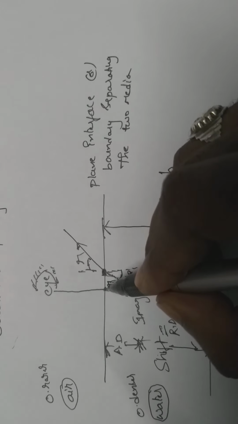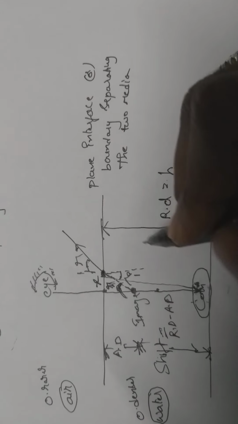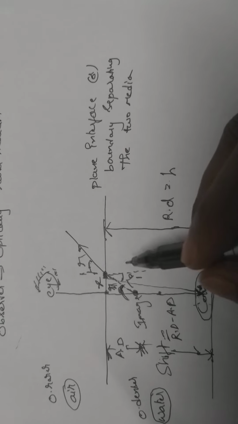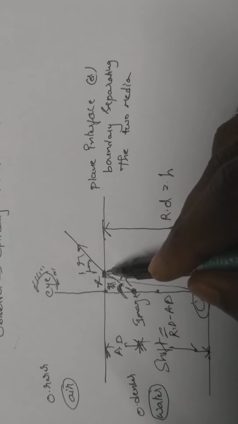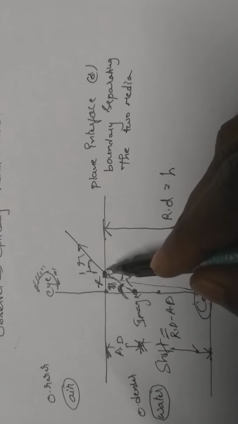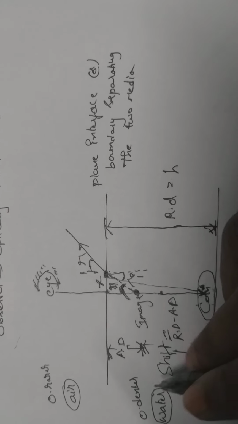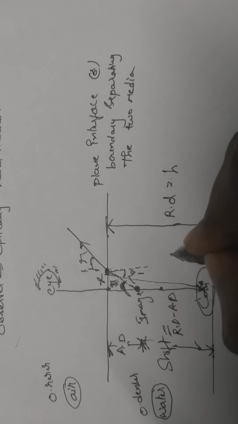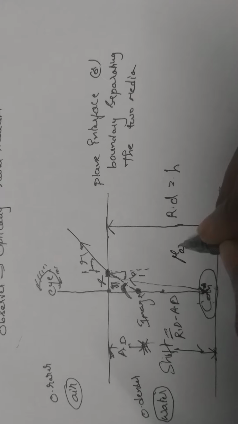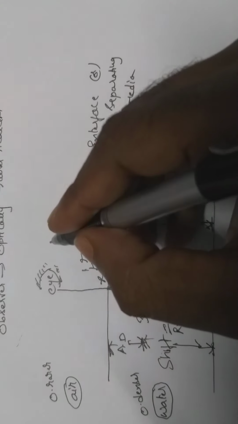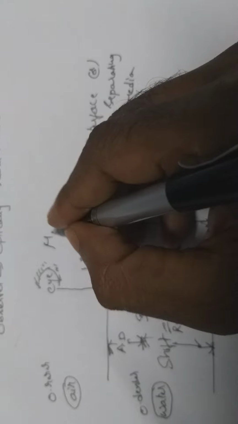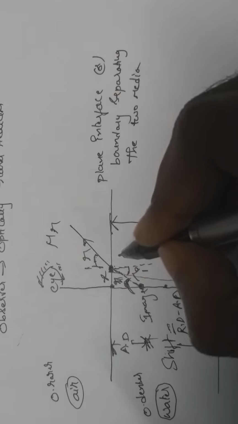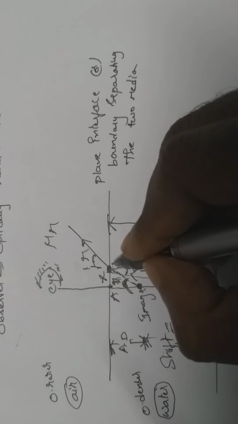Let us suppose this distance is x. In order to find the apparent depth, let us apply Snell's law at this point where the refraction is undergoing for this ray. Applying Snell's law, the refractive index of water, mu w, or mu denser in general, and the refractive index of air, mu rarer, I am writing as mu r. Suppose this is A, this is B.